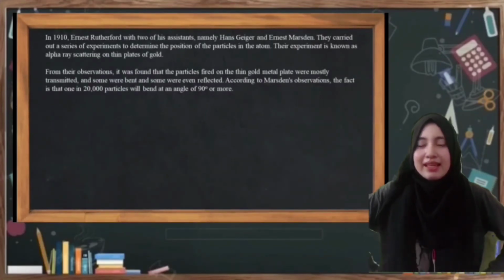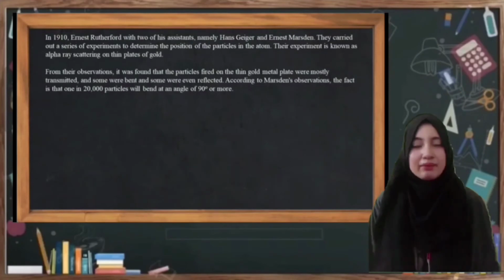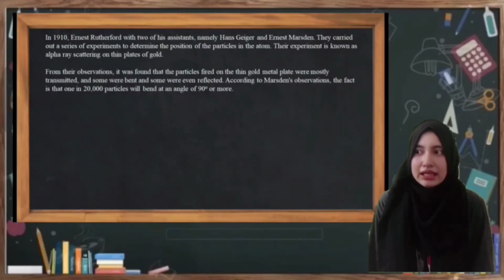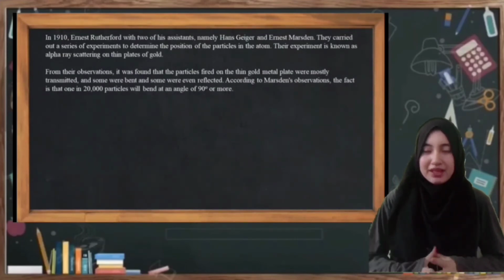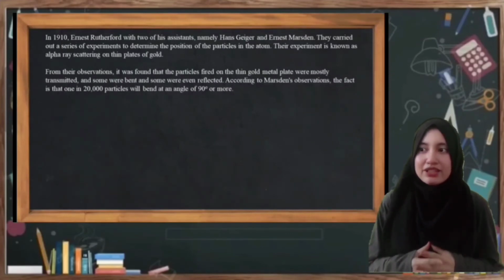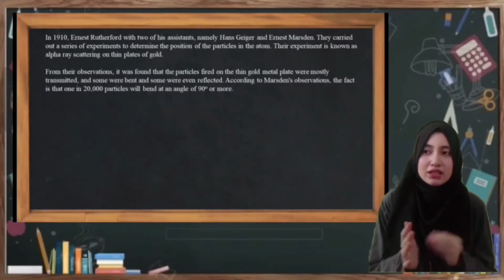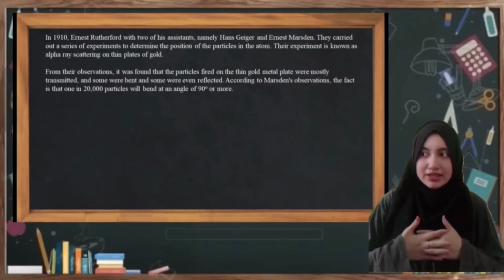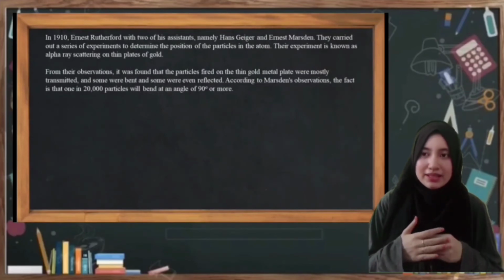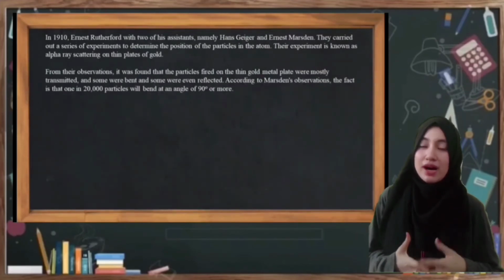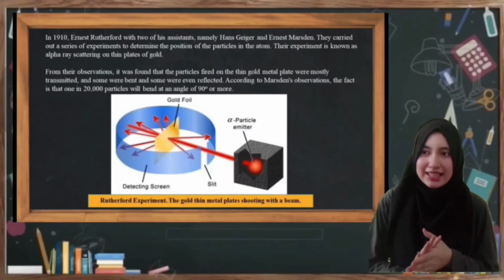Okay. In 1910, Ernest Rutherford with two of his assistants, namely Hans Geiger and Ernest Marsden, carried out a series of experiments to determine the position of the particles in the atom. Their experiment is known as alpha ray scattering on thin plates of gold. From their observation, it was found that the particles fired on thin gold metal plates were mostly transmitted, and some were bent and some even reflected. According to Marsden's observation, 1 in 20,000 particles will bend at an angle of 90 degrees or more.